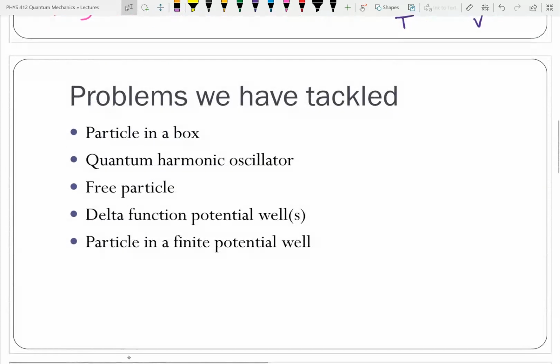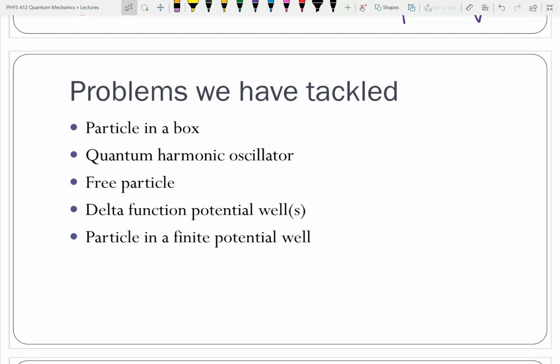Okay, the problems we've tackled. We did a particle in a box. I believe that was our first problem. I didn't actually look through the book. I relied on my memory for this. But we did the particle in the box. Then we did the quantum harmonic oscillator, which seems like a long time ago now, even though it was 2 weeks ago. We did the free particle. And with the free particle, we had a little hand waving because you can't normalize the solution for the free particle, but we could still do some work with it. Then we did the delta function potential wells, and finally the particle in the finite potential well. Did I miss anything that we did that you remember?